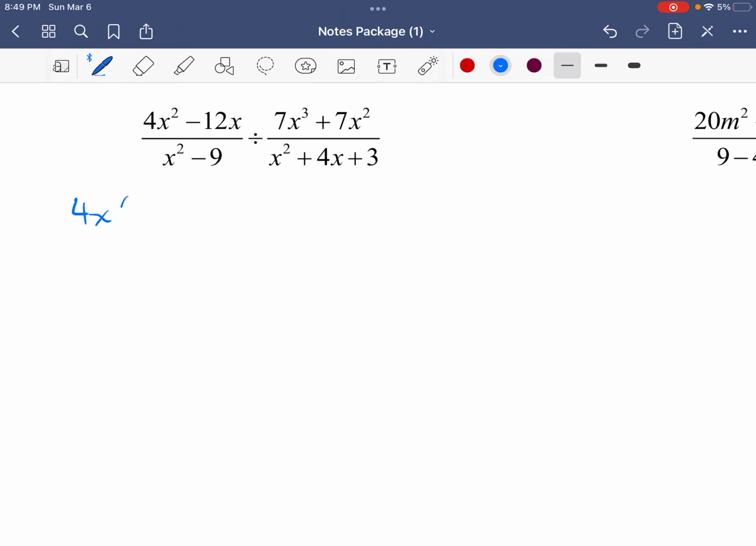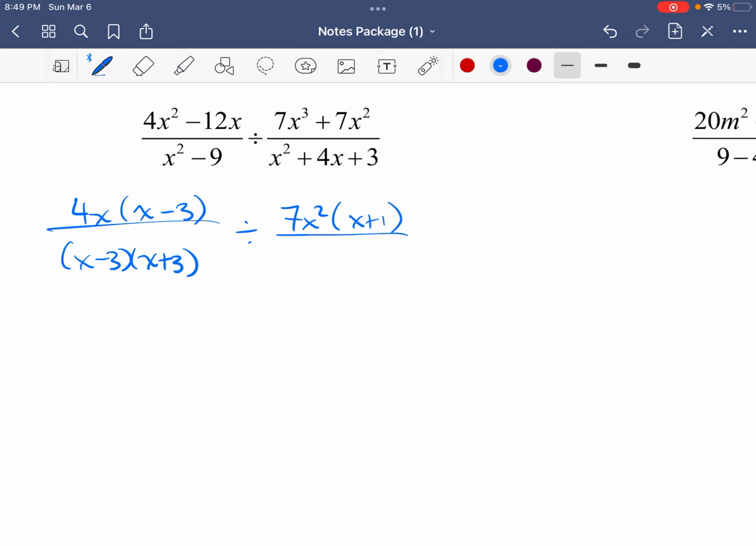Okay, factoring out of 4x gives us 3, oh my goodness, x minus 3. And then we get x minus 3, x plus 3, divided by, let's factor out a 7x squared, and we get x plus 1. And then this will factor to x plus 1. All right. And let's start our non-permissible values. So x cannot equal plus or minus 3 and -1 to start.